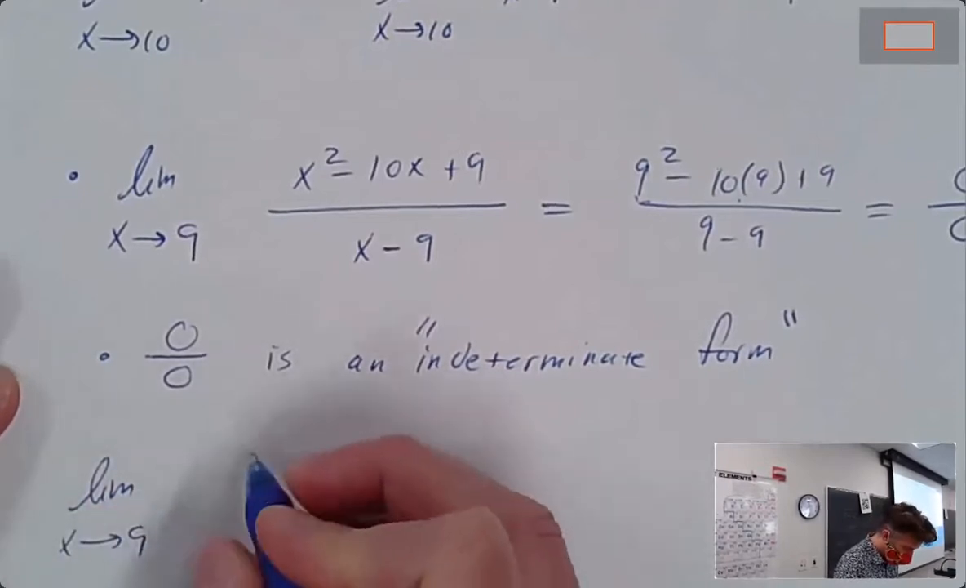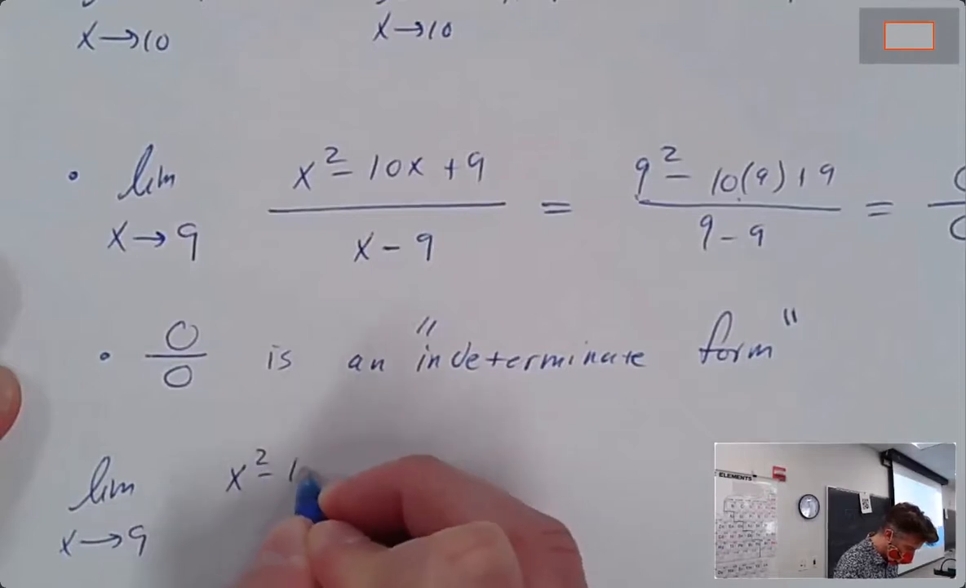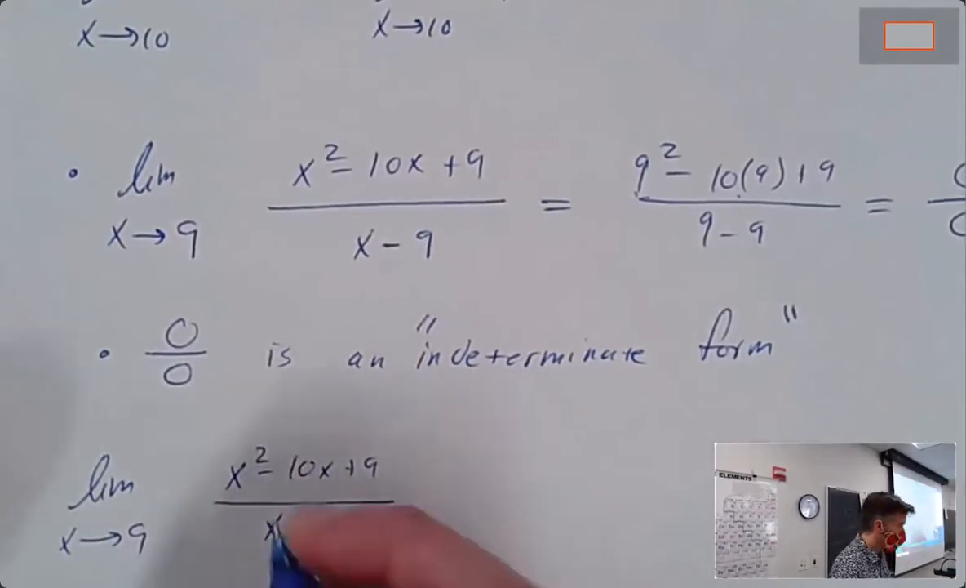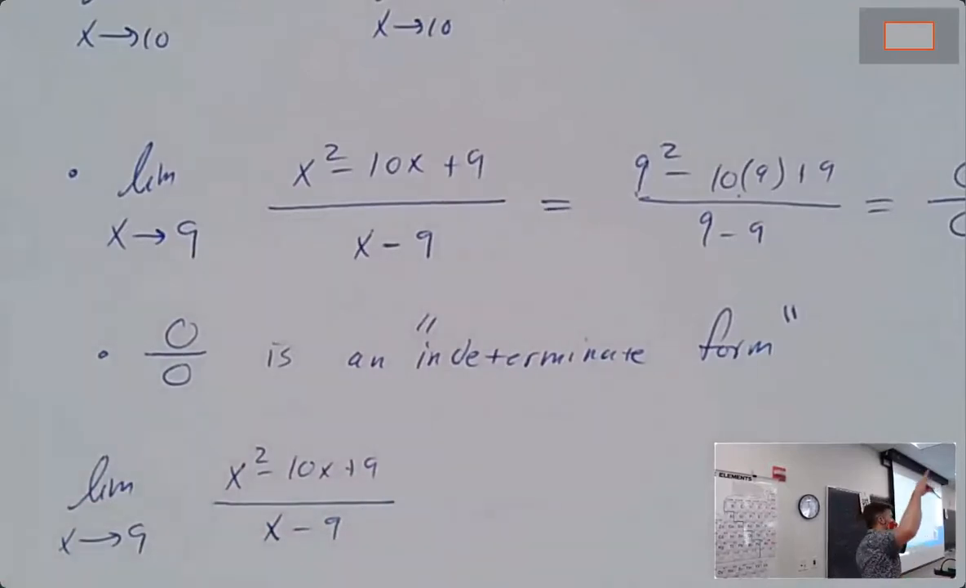So this is where I need to go back and re-emphasize what I said before. The limit does not actually care what's happening at x equals 9. The limit really cares about what's happening as x gets closer and closer to 9 from either side. But in this case, it's the same function on either side.